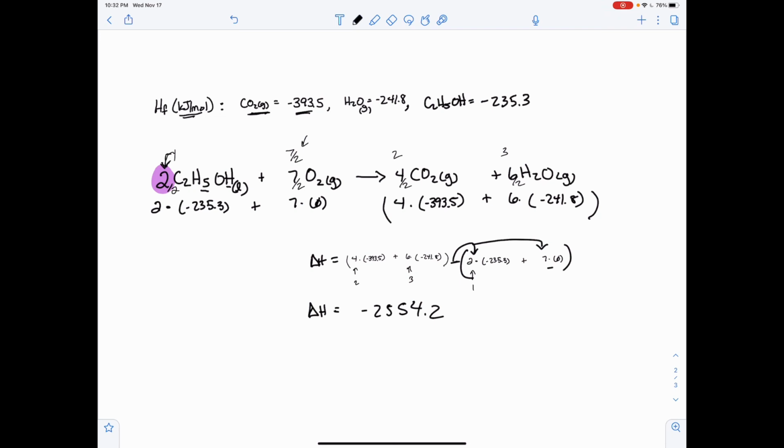But what's going to happen is your delta H would end up being negative 2554.2 divided by 2, because you divided all the coefficients by 2. So that's what happens with that. I just wanted to note that little point right there.